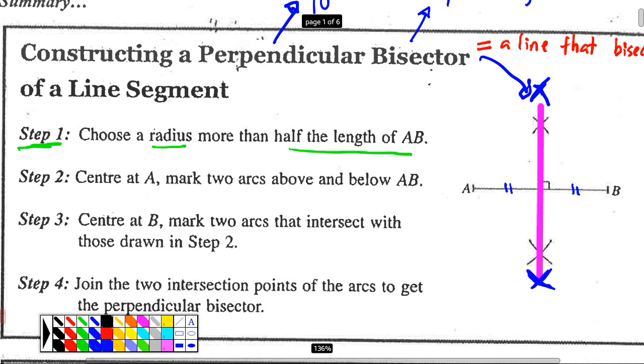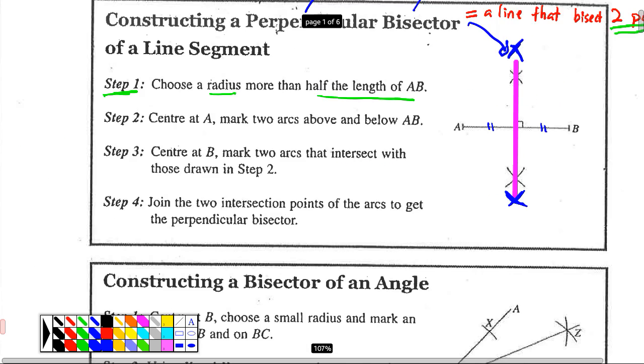So let us go through the steps. At center A, mark two arcs, up and down. Then go to B, mark up and down. Then you join. Done.